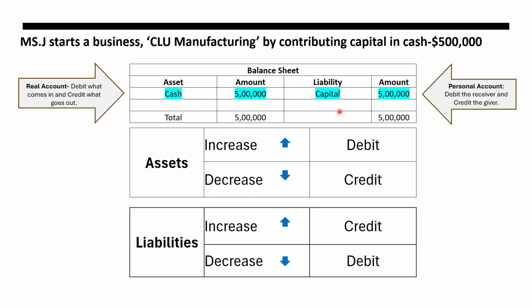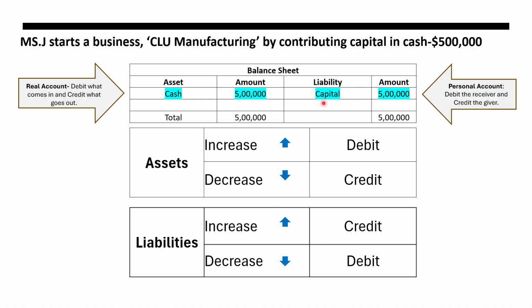So now whenever we have to apply an accounting rule, we spoke about 2 types of accounts here. One is a cash account, which we call a real account, right? Because it is tangible in nature, so we call it a real account.